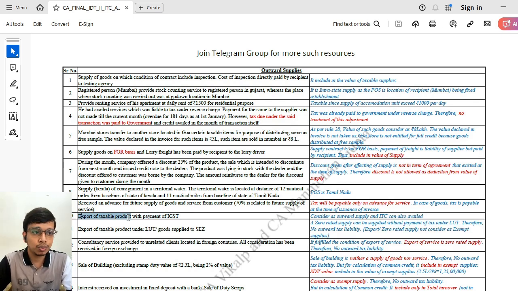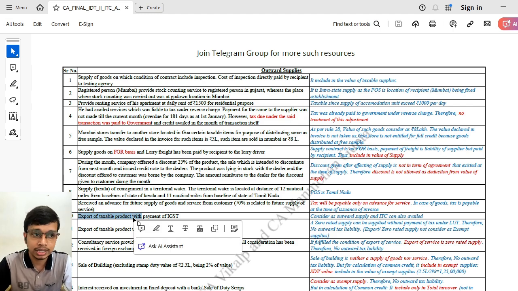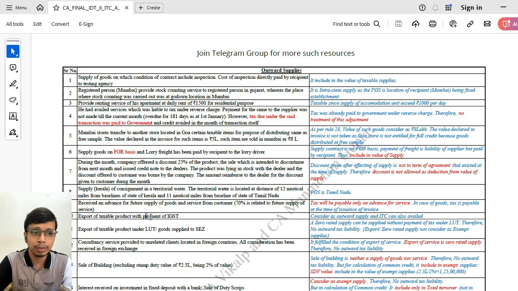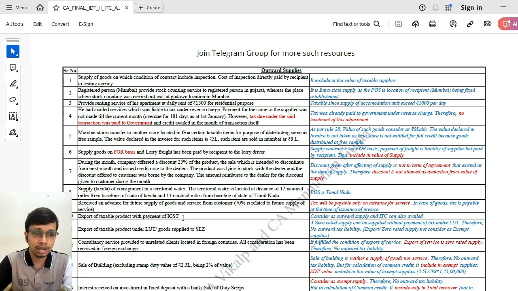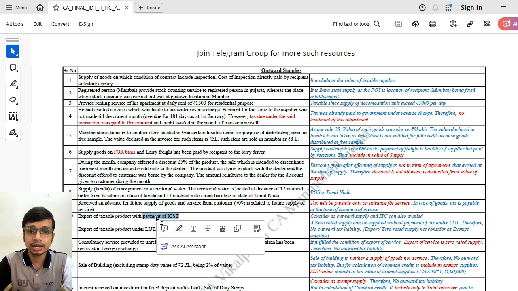10th point, export of taxable goods with payment of IGST. Normally export of taxable goods is considered as a zero rated supply, but in this case we have made payment of IGST, so it is considered as outward supply, and payment of IGST is considered as outward tax liability.